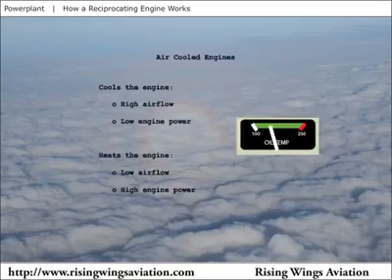When an engine is air-cooled, a combination of high engine power and low airflow tends to cause the engine to run hotter. This situation is typically encountered during climb-out. The engine temperature gauge should be scanned to assure the engine's temperature limitations are not exceeded.